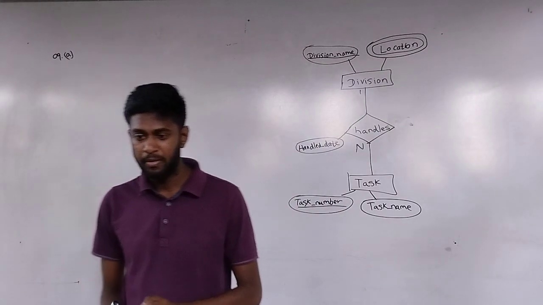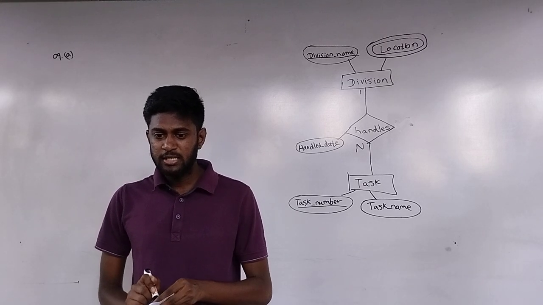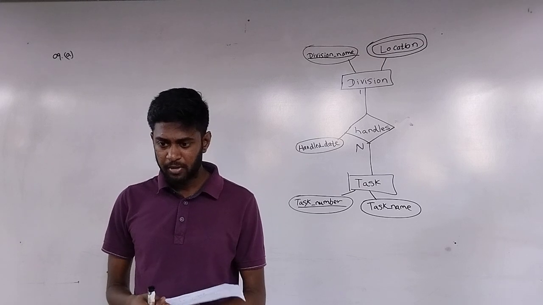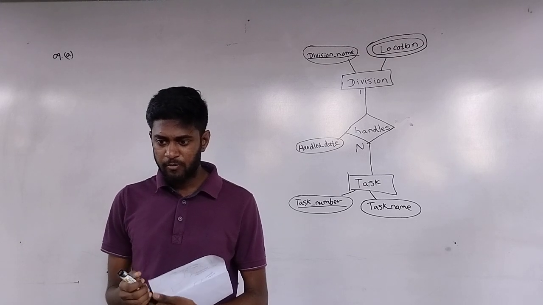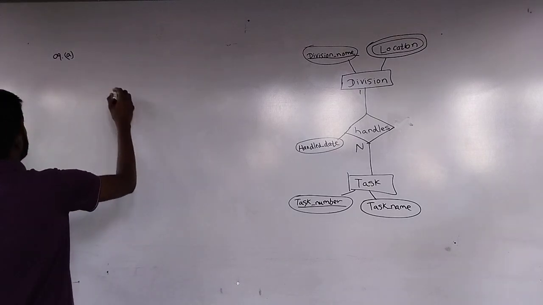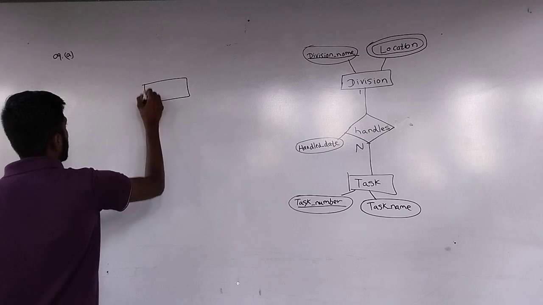Now let's move forward. Each officer's name consisting of a first name. Let us come to that. Each officer's name. So officer, let me draw, that is another entity. Officer is another entity. So let us say officer here.